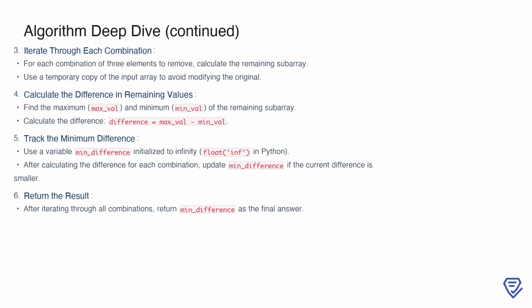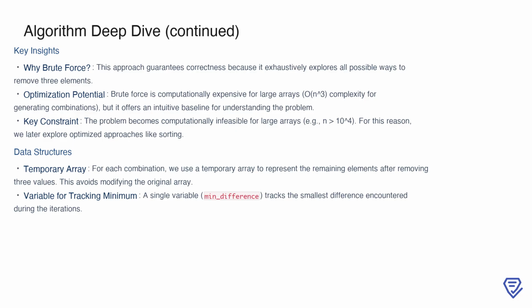To keep track of the smallest difference encountered, we use a variable called min_difference, initialized to infinity. Each time we compute a difference, we compare it with min_difference and update it if the new value is smaller. After looping through all combinations, the value of min_difference will hold the result, which is the smallest possible difference for the given array. The brute force approach is a great starting point because it ensures correctness by exhaustively evaluating all possible ways to remove 3 elements.